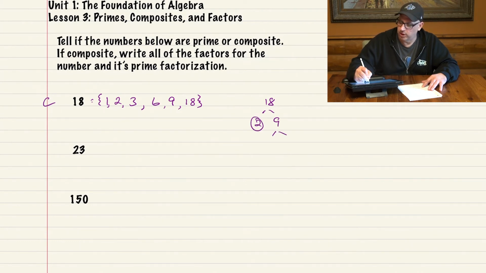Then for the prime factorization, I'm going to make my little tree, pick 2 numbers. This is prime, break this down, prime, prime, and there's my prime factorization. So 18 is equal to 2 times 3 times 3.